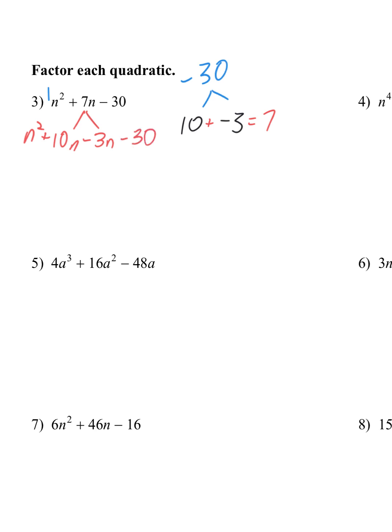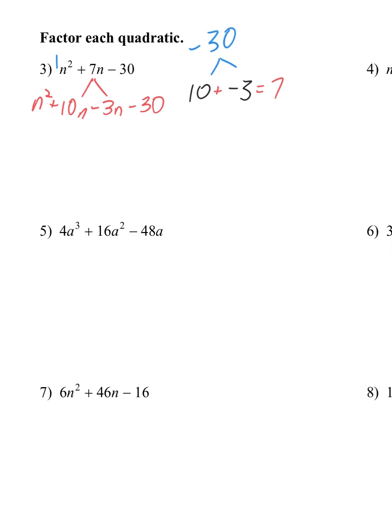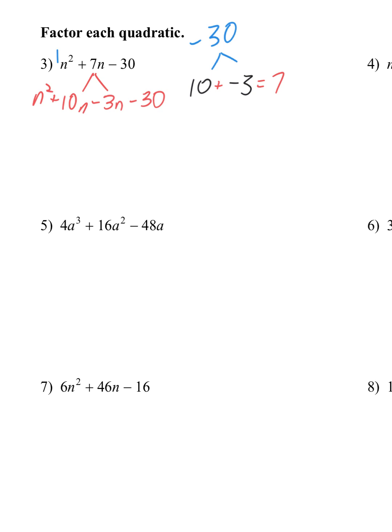All I've done is I took that 7n in the middle and I split it up into the two numbers that we said would multiply to make that 30. Now from this point, this is where the grouping part kicks in. We're going to take our first and last two terms and put them in groups. So I use parentheses to group them up. And then we're going to take GCFs out from each of these. If I take the GCF out from this first parentheses, all I can do is take out an n, and I'm left with n plus 10.